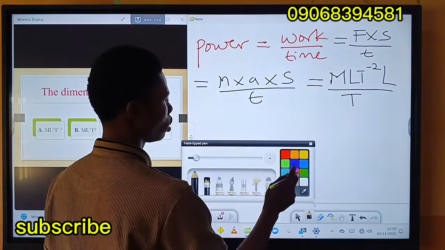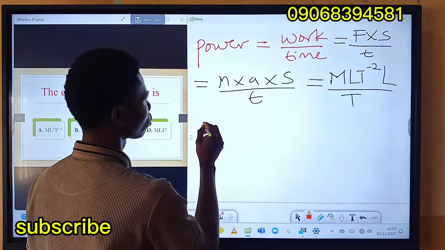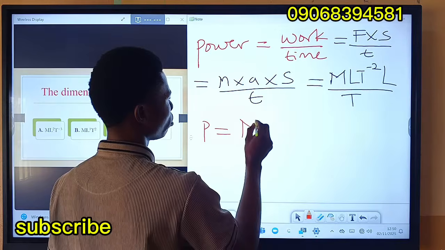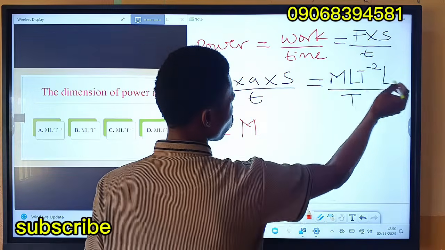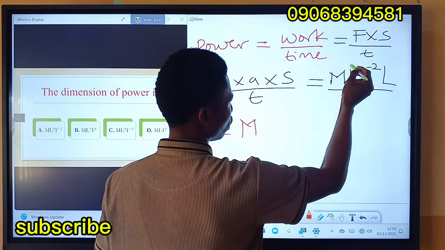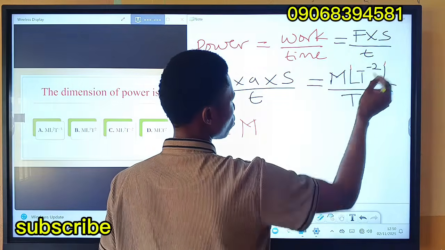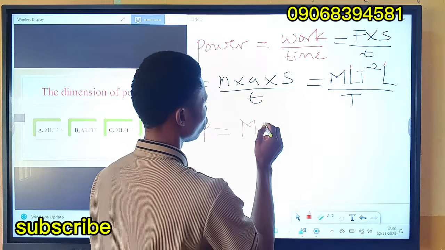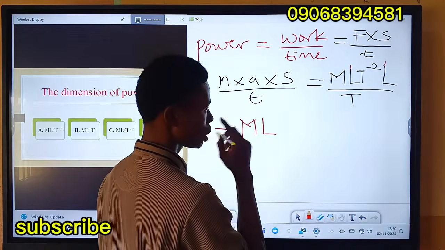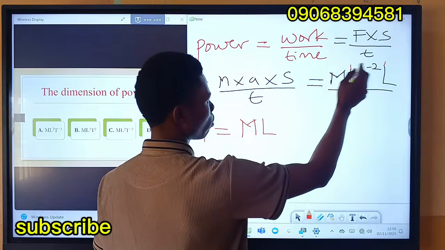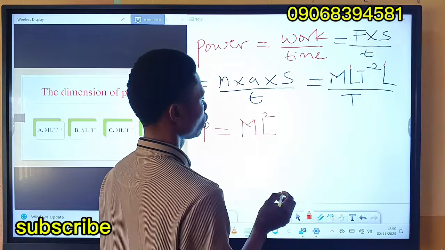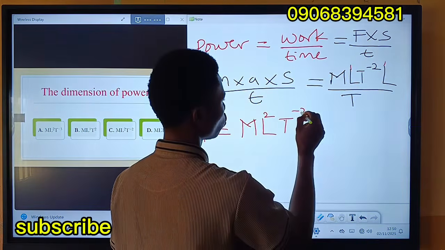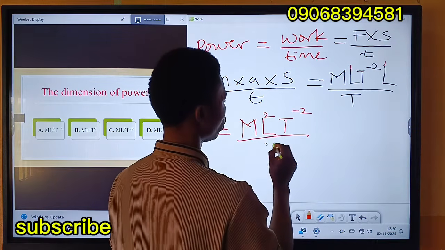So I can now linearize it to be power equal to my capital letter M. Now we have 2L here, and this is the same thing as raised to power 1, this is the same thing as raised to power 1. And since you're multiplying them, you just take 1, according to the law of indices, then you add the powers. So 1 plus 1 will give me 2. Then we still have T raised to power minus 2 here, and we have another T down here.